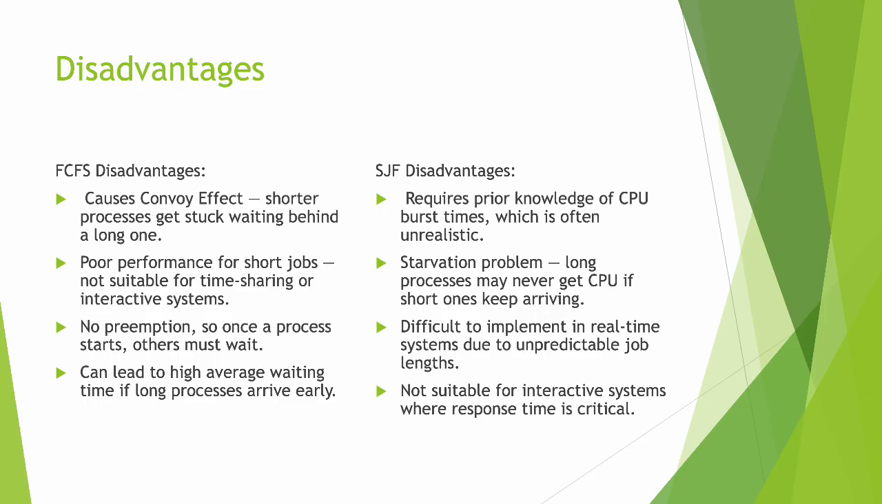Moving on to SJF, it has its own set of challenges. Its biggest drawback is that it requires prior knowledge of CPU burst times, which is often unrealistic to predict. This can also lead to the starvation problem, where long processes may never get the CPU if a continuous stream of short processes keeps arriving. This unpredictability makes SJF difficult to implement in real-time systems, and it's not suitable for interactive systems where a quick response time is critical. These drawbacks are why we need to consider where each algorithm is best applied.